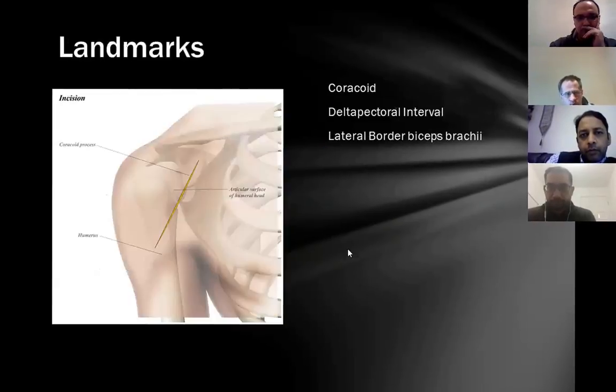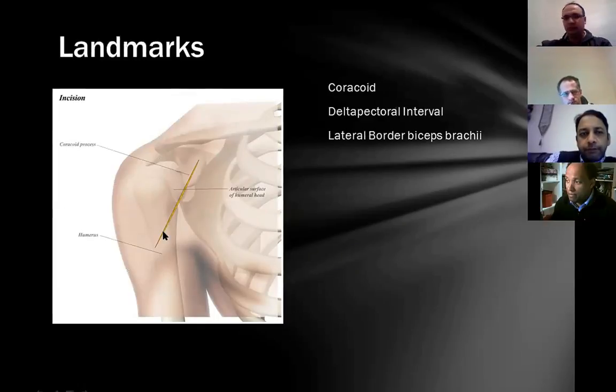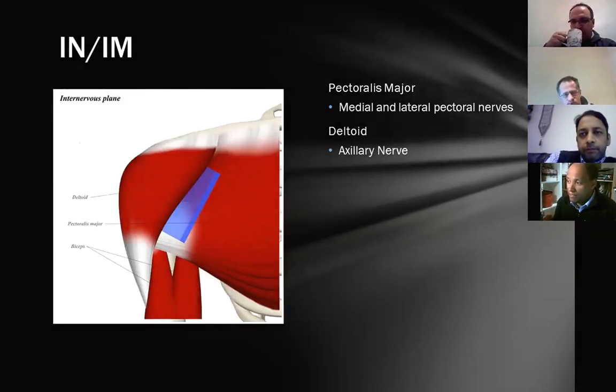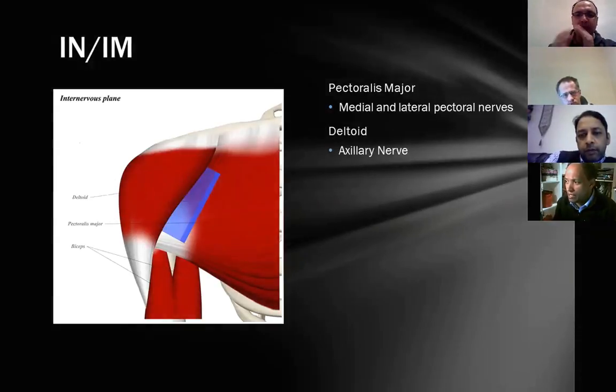So landmarks. In terms of basic anatomy, the key landmark is you're feeling for the coracoid process and the deltoid-pectoral groove. And if you're going to extend, you also follow along the lateral border of biceps brachii. In terms of the internervous plane, you want to think of the pectoralis major, which is supplied by the medial and lateral pectoral nerves, and the deltoid, which is supplied by the axillary nerve. These are also key phrases that you need to have on the tip of your tongue when talking about this approach.